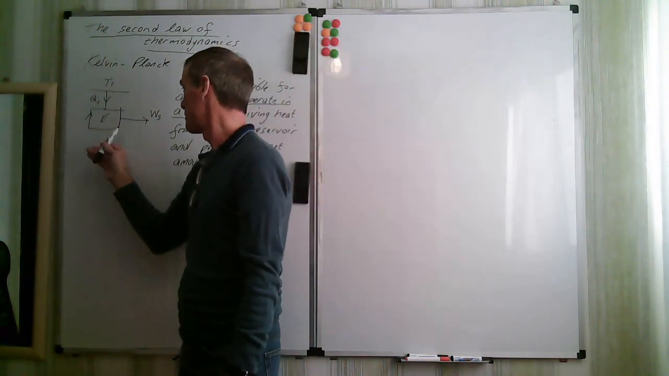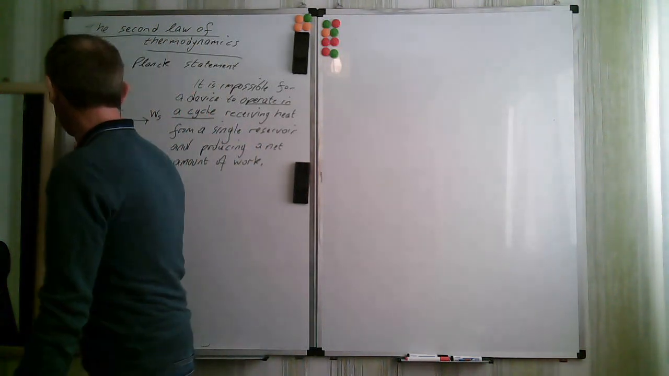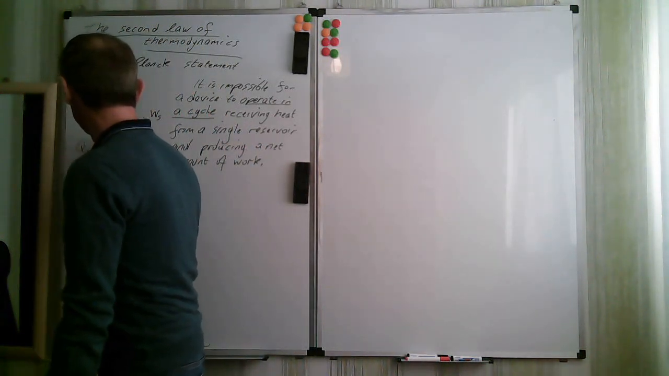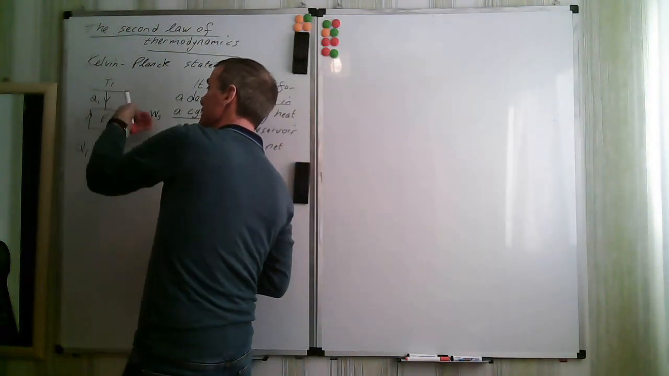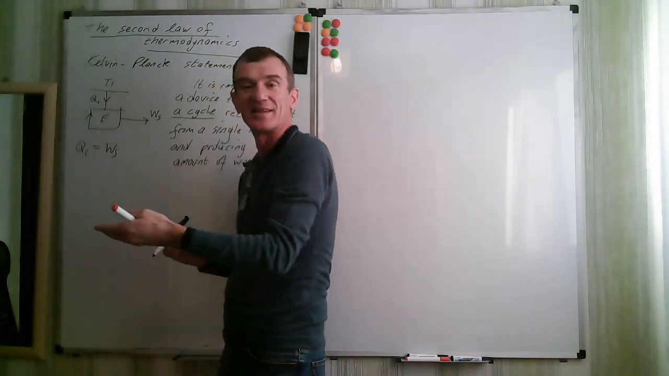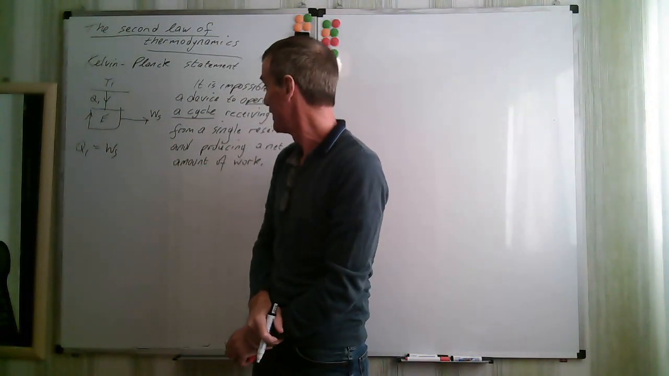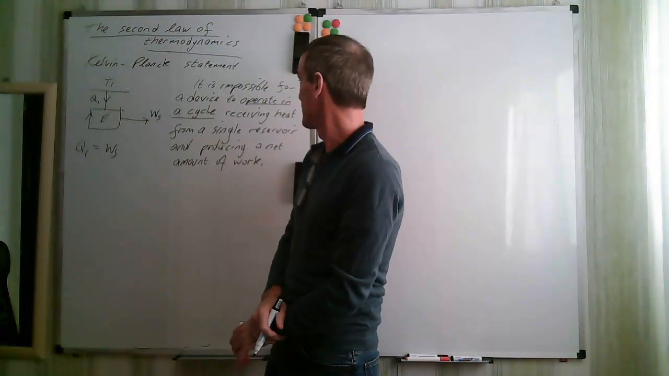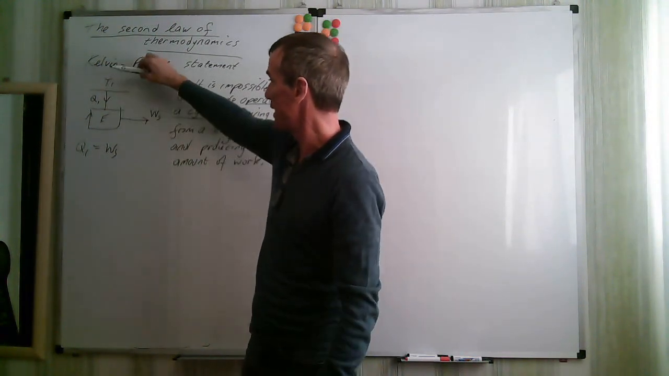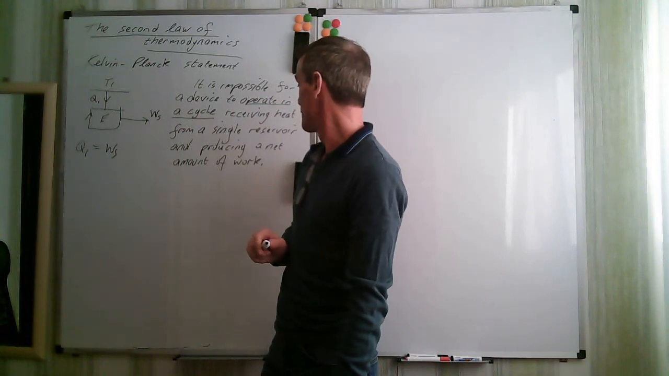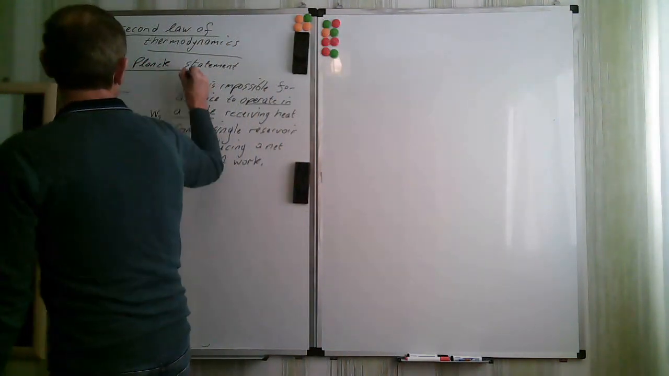So since it's operating in a cycle, this situation would have Q1 equal to WS. The energy in equals the energy out, so if a kilojoule comes in, a kilojoule comes out, there's no accumulation in the cyclic process. It's impossible for a device to operate in a cycle receiving heat from a single reservoir T1 and producing a net amount of work. So that's the Kelvin-Planck statement.